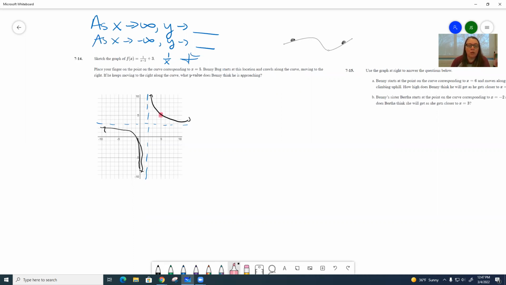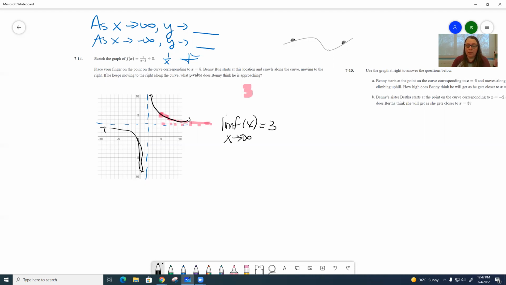If he keeps moving to the right along the curve, what y value does Benny think he's approaching? So as he goes along and my x values are going this way, my y values are going down, down, down, down, down, and they're getting closer and closer and closer to 3. So he thinks he's getting closer and closer to 3. Okay, so what we've just done is we have just found the limit of this function, f of x, as x got closer to infinity, as x got bigger and bigger, and it was equal to 3. So that is a way that we could represent what we just did here.